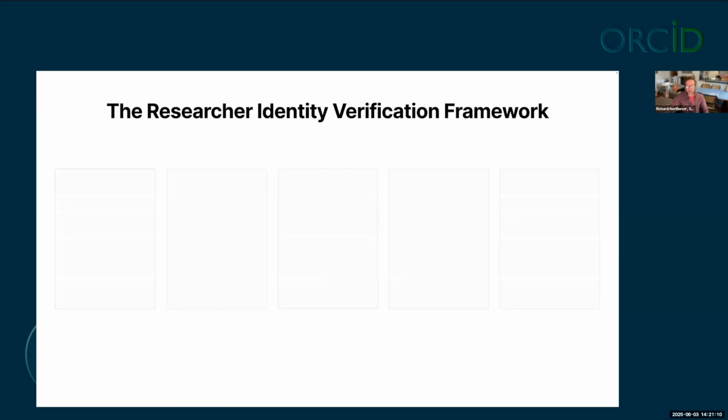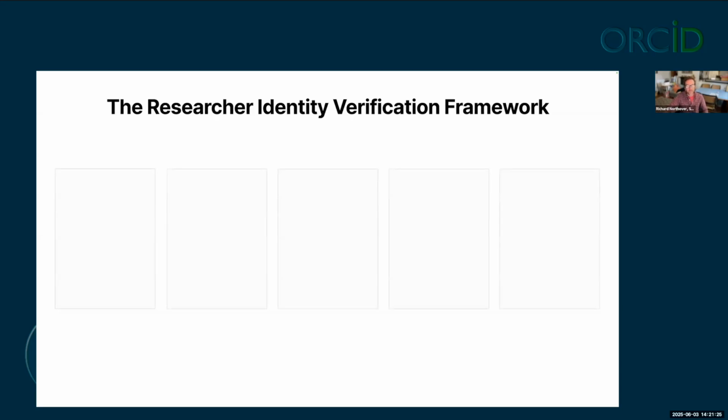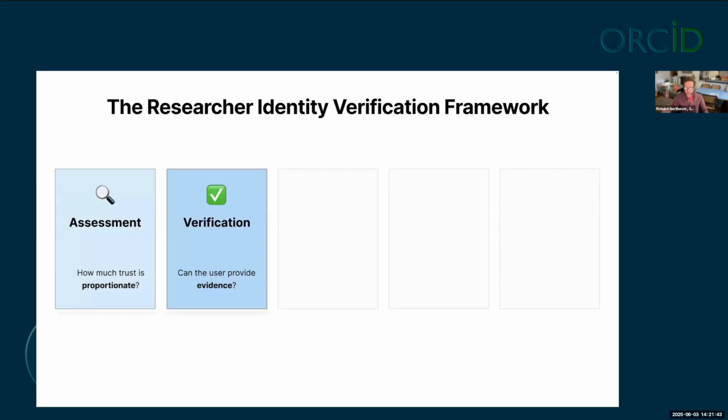And this is where the framework comes in. It's an effort to describe a way to introduce identity verification in line with the principles. There are 5 parts, which I'll just go through. The first is assessment, which is about the journal itself, the specific context where the verification is happening, deciding what's proportionate in each case. And that's basically a risk assessment. Then there's the verification itself, and this is about getting information from the user.